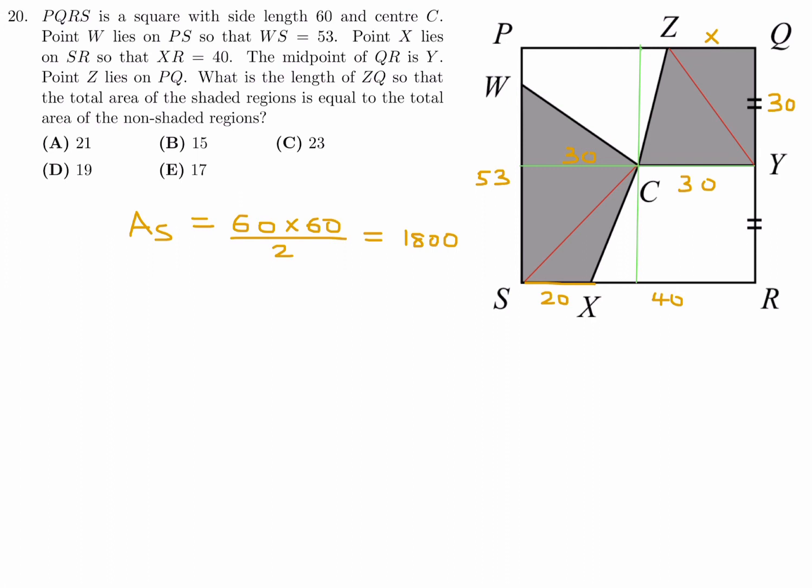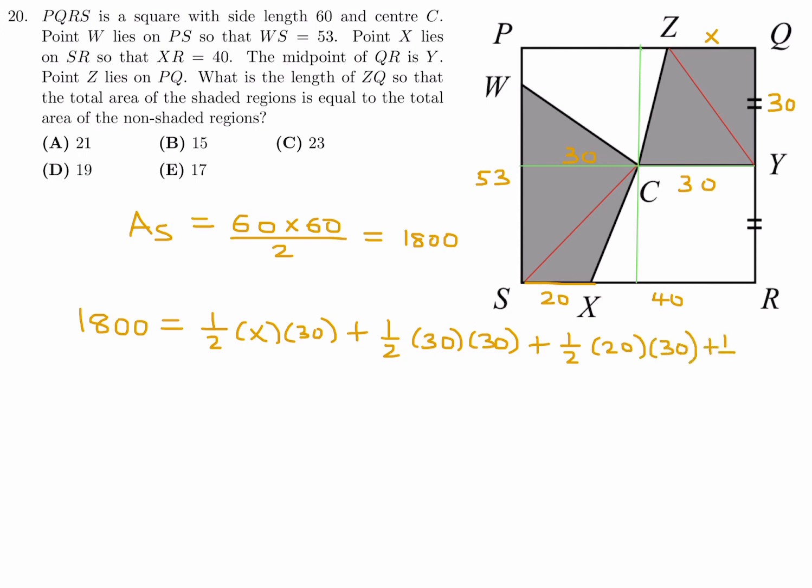So let's see what we can do here. 1800. Well, if I use this triangle first, 1/2 base times height, 1/2 x times 30. Let's see, what can I do next? I'll just do this one. That's going to be 1/2 base is 30, and the height is also 30. And then this triangle right here, 1/2 base, which is 20, times the height, which is 30, and then 1/2 this triangle, 53 times 30.